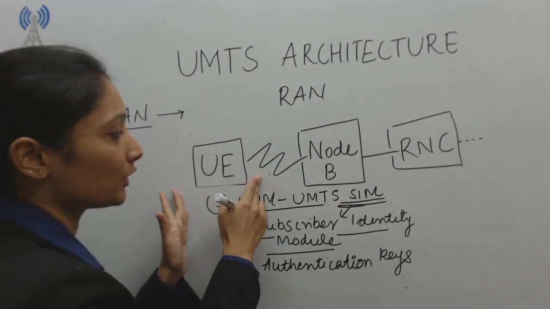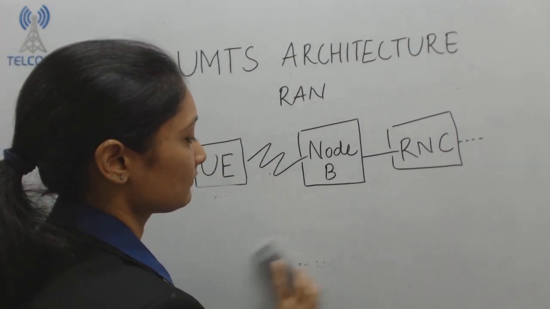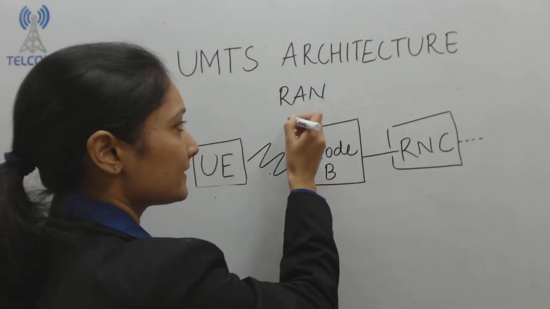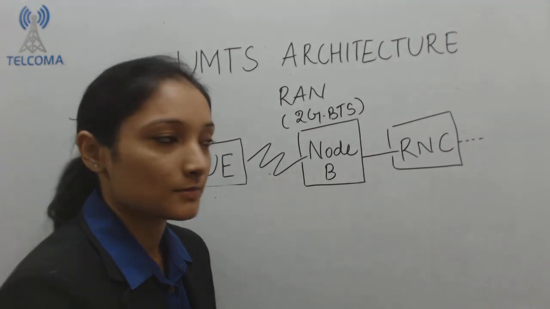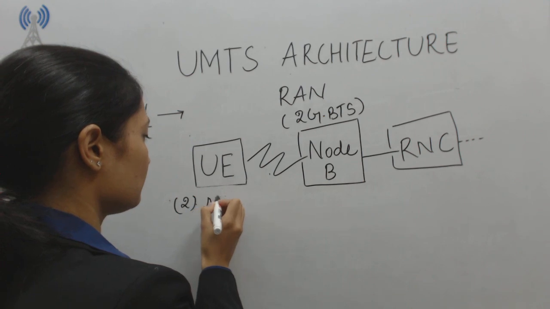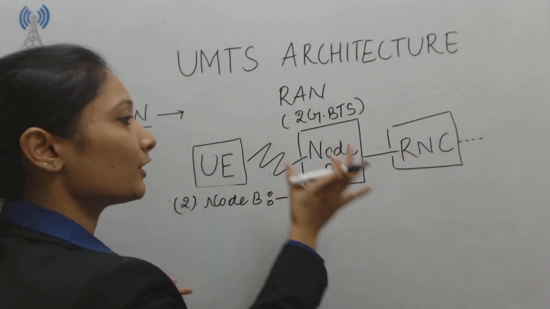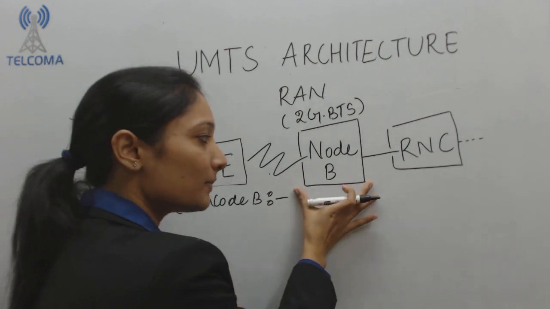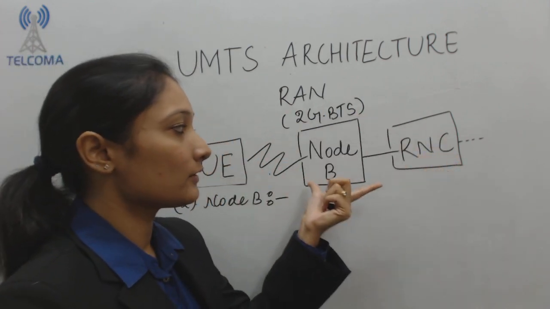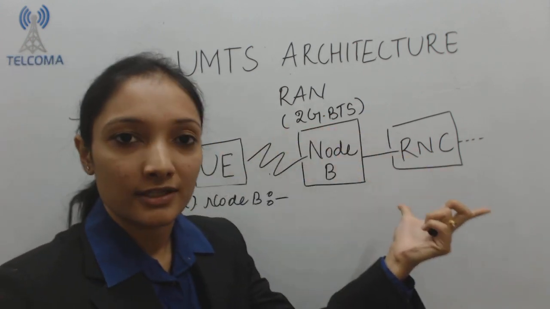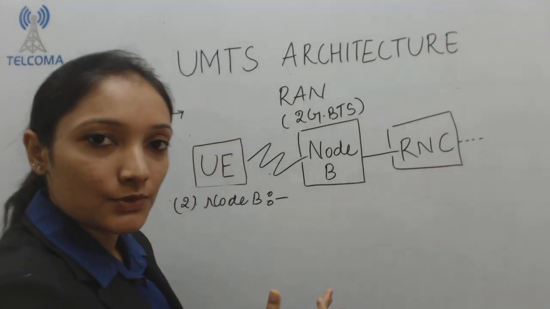So after the user equipment, the next component is our node B. Now this node B is similar to BTS of 2G systems. Now, if we see the scenario, user equipment, node B, RNC, and the further network. So that means node B is acting as an intermediary between the user equipment and the further network. So that means this node B is responsible for connecting the user to the further network. So it acts as an intermediary for user equipment and our complete 3G system.